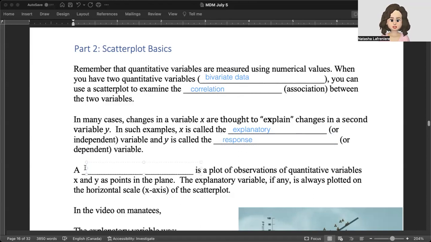A scatter plot is a plot of observations of quantitative variables X and Y as points in the plane. The explanatory variable, again your independent variable, if any, is always plotted on the x-axis of your scatter plot. Same as any plot that you would have made in any other math course, your x is at the bottom, your y is vertical going upwards. I'm going to clear this.